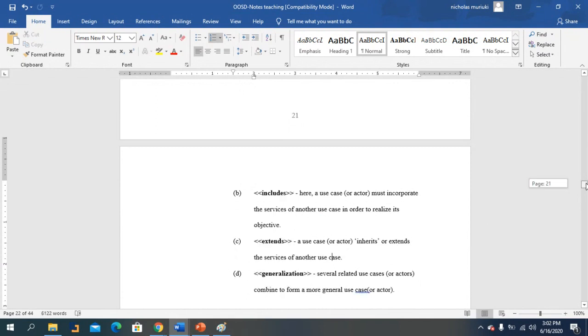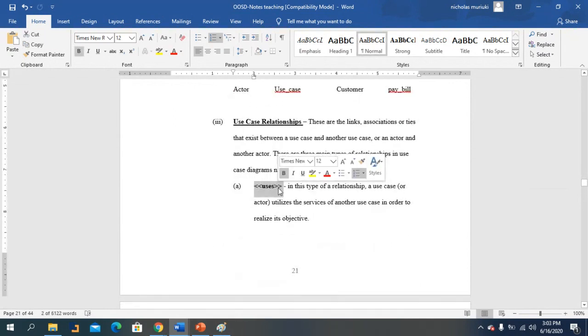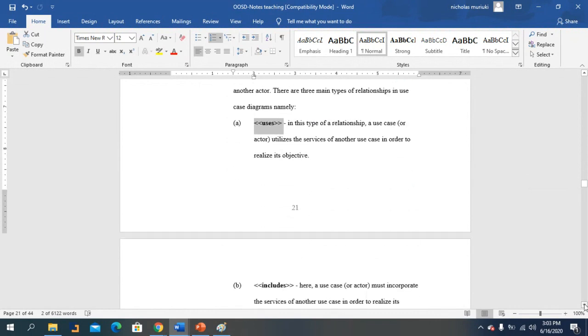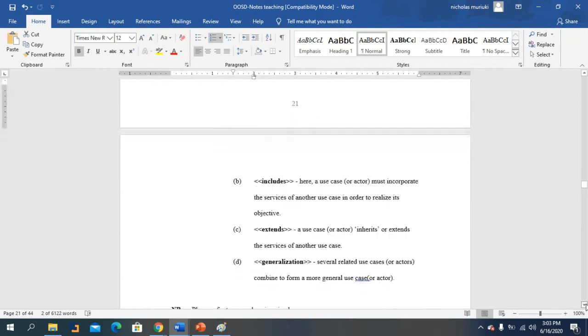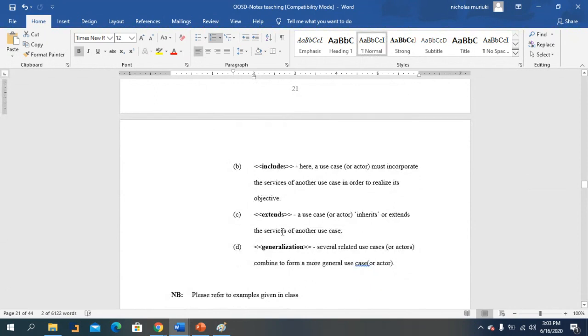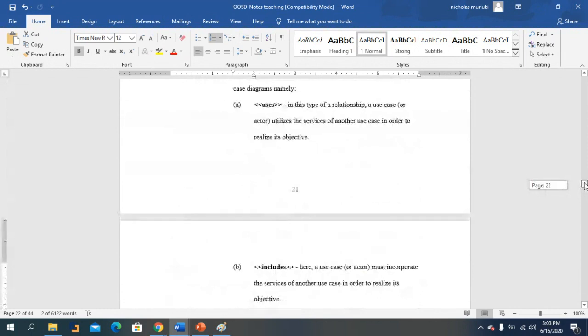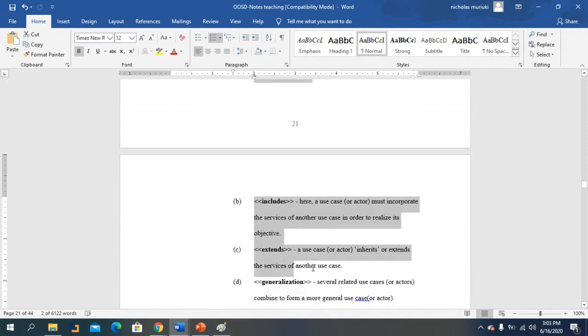So a use case inherits or extends the services of another use case in order to realize its objective. So we are looking at where we have a class shape that extends triangle. A triangle cannot perform any duty if it has not been defined in the shape. So you must define it in the shape so that it can have its own representation of that data. Then we have generalization. I think I talked about generalization. It is when you combine all the forms together from top to bottom, and you'll be able to perform the function that we have. So we'll be using these relations depending on the scenario that we have been given.